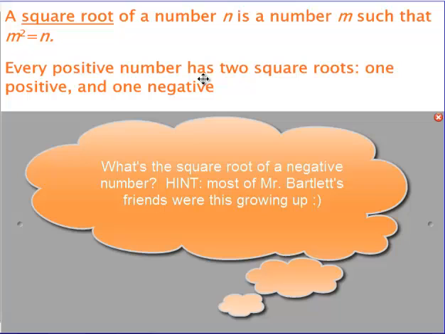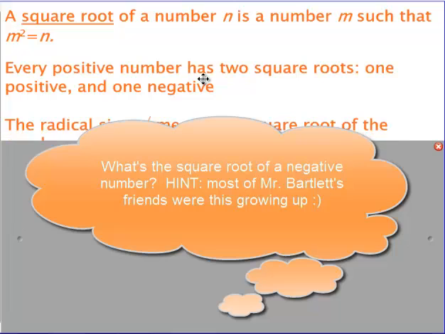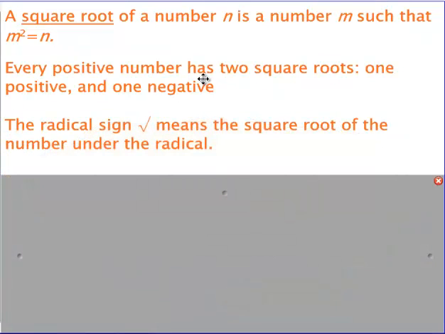Ask yourself, what's the square root of a negative number? What's the square root of -1? We've actually talked about that a little bit in class already. The radical sign means the square root of the number under the radical. So if I have that radical and then I have a 9 underneath it, I'm asking you for the square roots. Now you know that the square root of 9 is not just 3, but it's also -3.